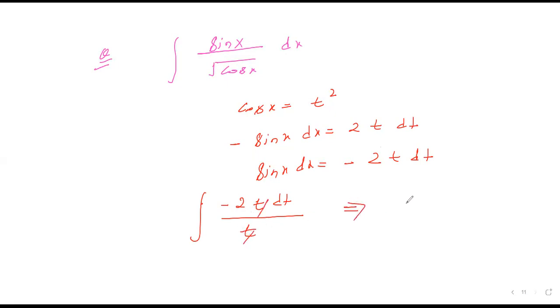Now after integrating, you will get minus 2t plus constant of integration k. Now you have to put t in terms of cos x. So minus 2 times the square root of cos x plus k. So this is your final answer.